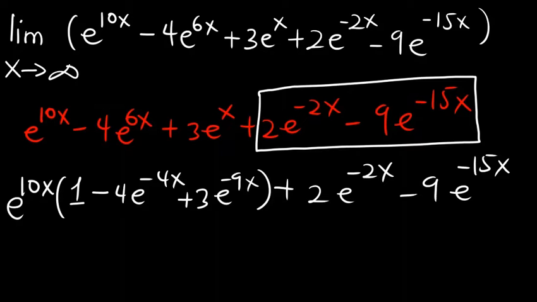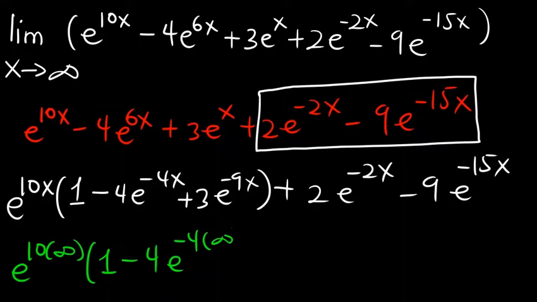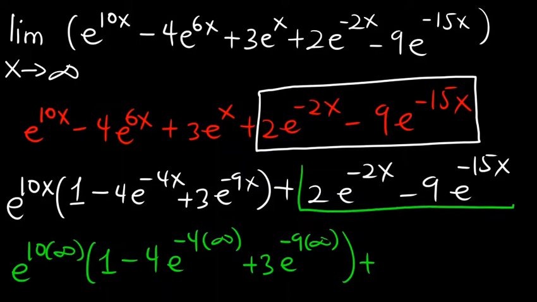If we do that, you are going to have e to the power 10 multiplying infinity, bracket open, 1 minus 4 times e to the power minus 4 multiplying infinity, plus 3 times e to the power minus 9 multiplying infinity, bracket close, plus, for this one we know that they are going to give us 0, because we did the test initially. So let's just bring plus 0 minus 0 here.